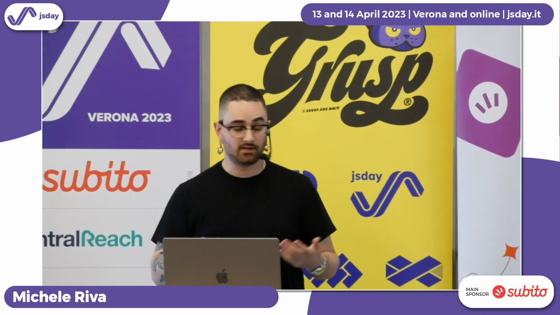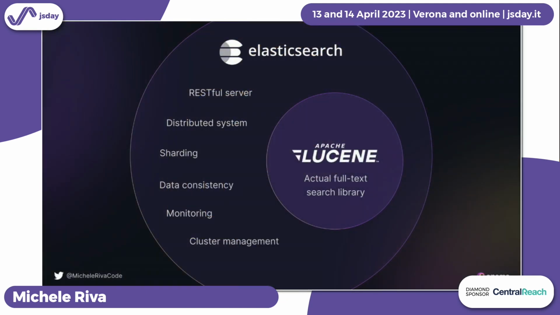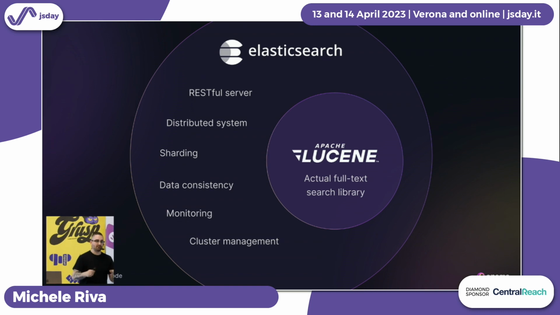And I dug a bit into how full-text search engines work, and I discovered that Elasticsearch is not actually a full-text search engine. Instead, it wraps Apache Lucene, which is a free and open source software built in Java, which is the actual full-text search library. And Elasticsearch provides a RESTful interface to it, distributed system capabilities, sharding, data consistency, monitoring, cluster management, whatever you can dream of. Elasticsearch can provide it to you. So big shout out to Elastic for that.